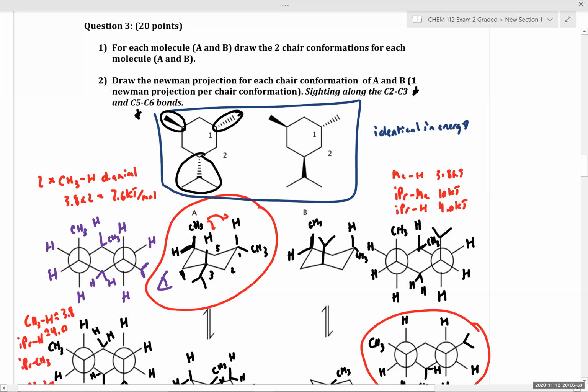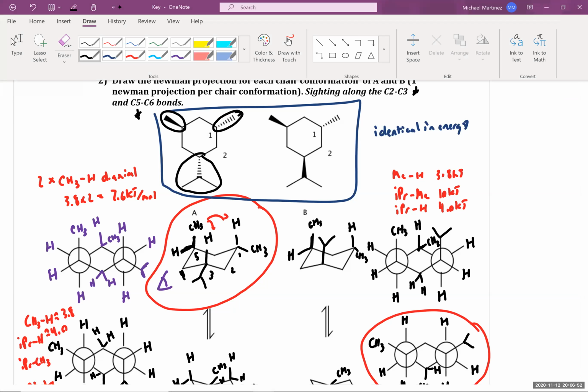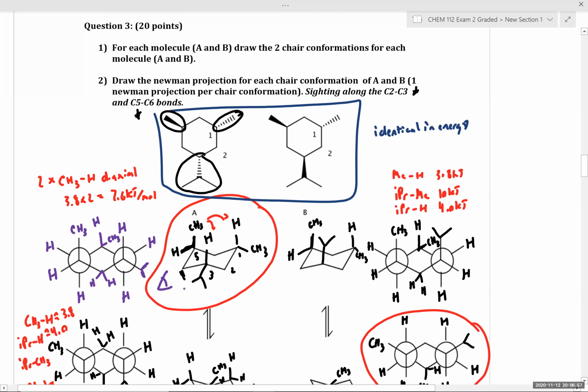Finally, is this methyl group with a wedge pointing up or down? Wedge tells us what? Pointing up or down? Up. Exactly. So we draw it axial up. Now, if we're sighting down the C3, C2, and C5, C6 bond, we're sighting like so. And so this isopropyl group will be on our right, and the methyl group will be on our left. The methyl is pointing up, the isopropyl group is pointing down.